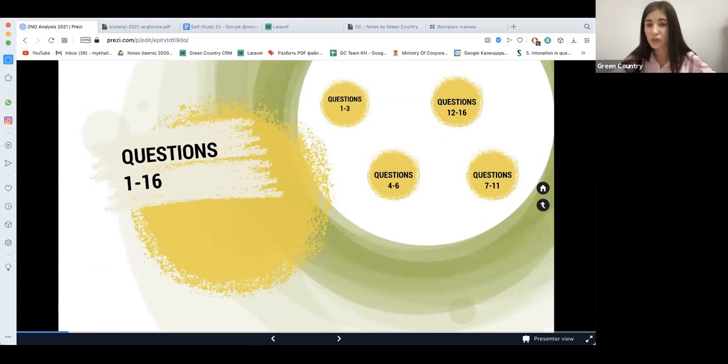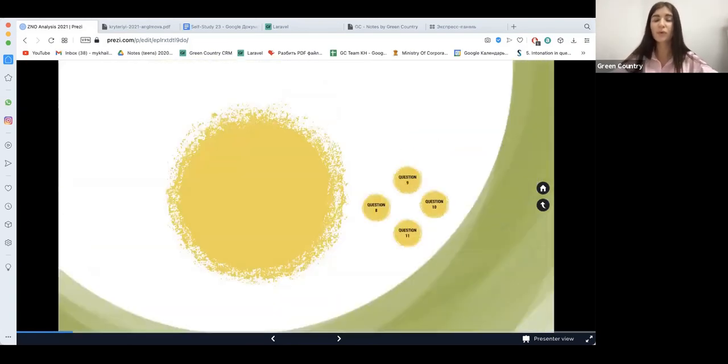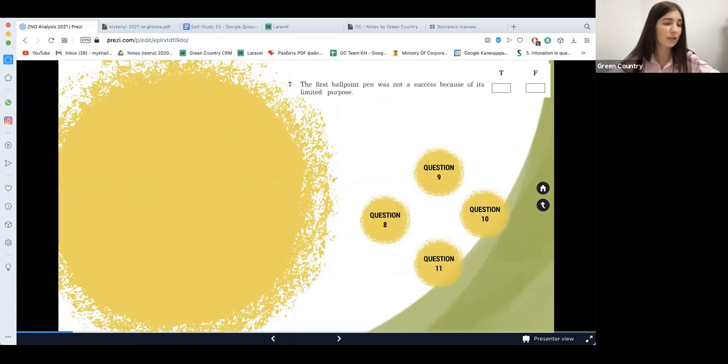It's task number two, a true or false task. So we will start with the first question, number seven. And we also need to underline the keywords in statement seven. The first ballpoint pen was not a success because of its limited purpose. We need to remember that we also have to underline the keyword limited purpose because we need to look for the synonym in the audio.